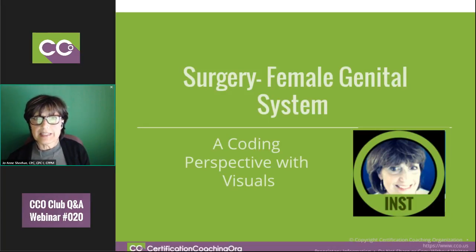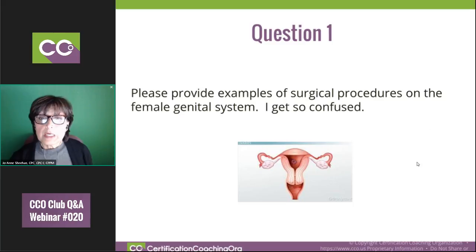But it took me a while to understand a lot of how to code in the system, because some things are bundled in. So I do say that in this particular coding, I do rely heavily on the National Correct Coding Initiative, simply because there are a lot of situations and scenarios where you can't bill for this, but you can bill for that, and so forth. So the question that came up was actually, can you please provide examples of surgical procedures on the female genital system?